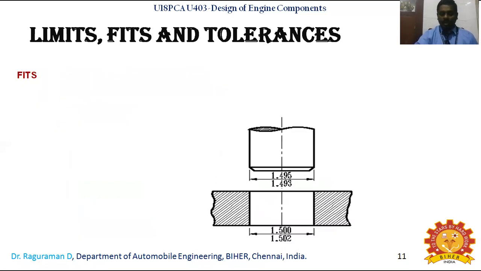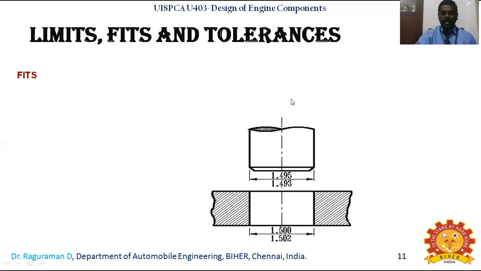So now, coming to the fit, you can see the difference. Here you have a tolerance limit of 1.500 in the case of the hole, and the upper limit is 1.502. And in the case of a shaft, 1.493 is the lower limit and 1.495 is the upper acceptable limit. So there is a difference in between. That is what gives you an allowance. That allowance determines whether it is a clearance fit, a transition fit, or an interference fit. Those are the three main types of fit.